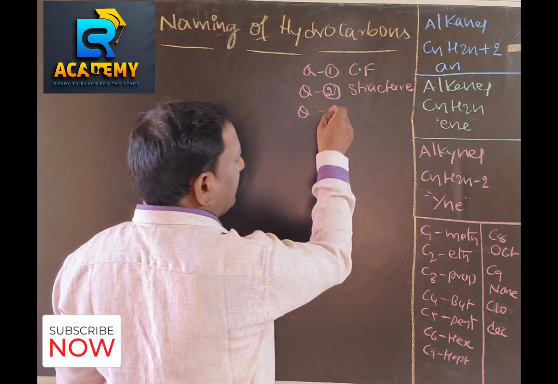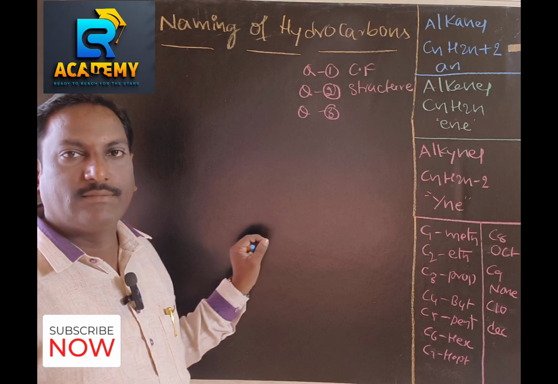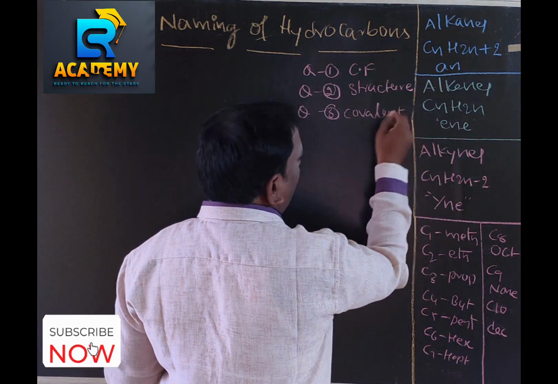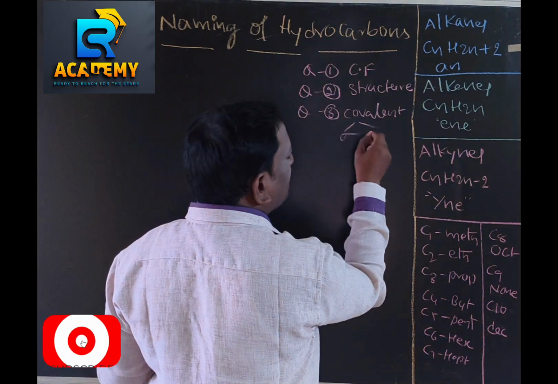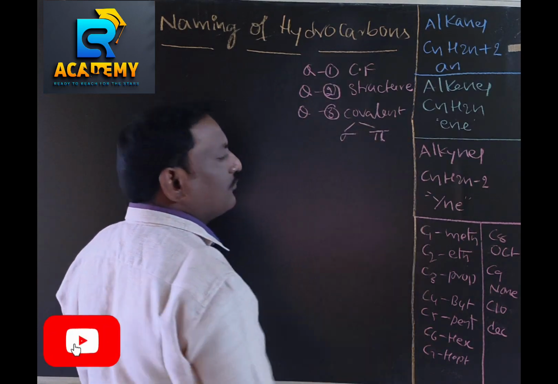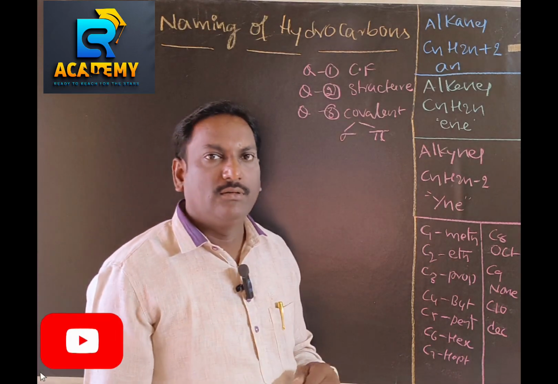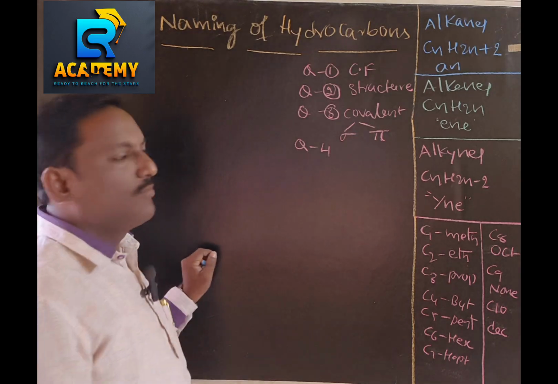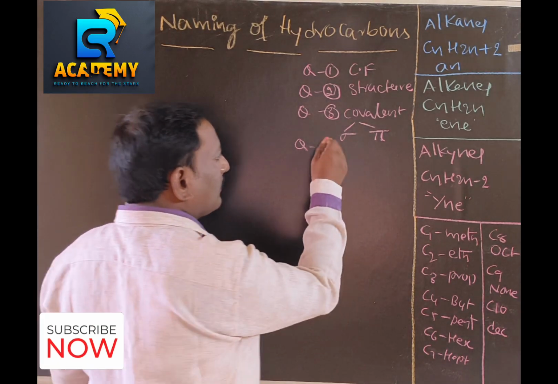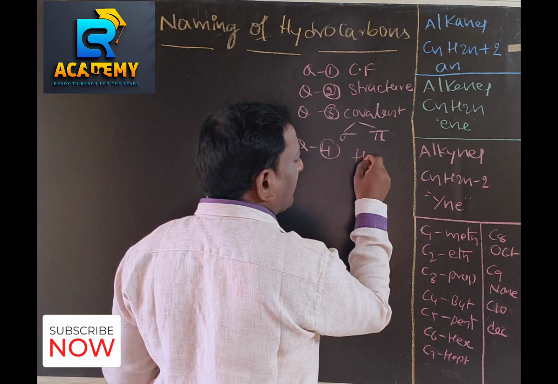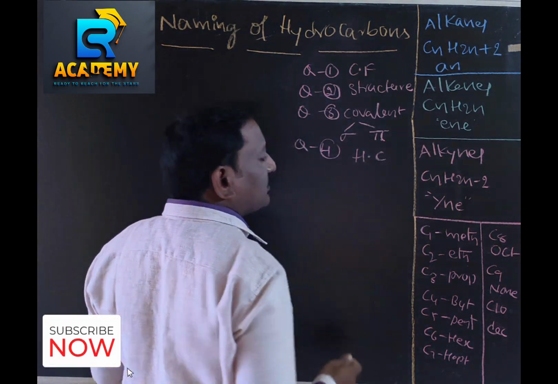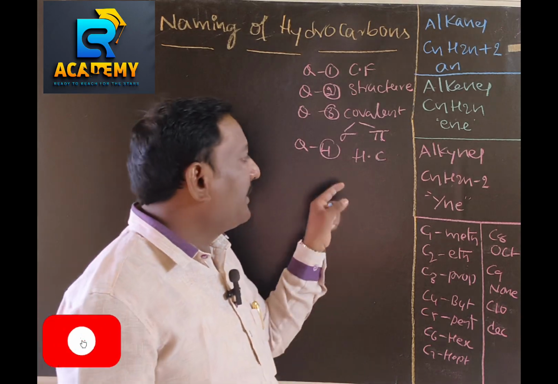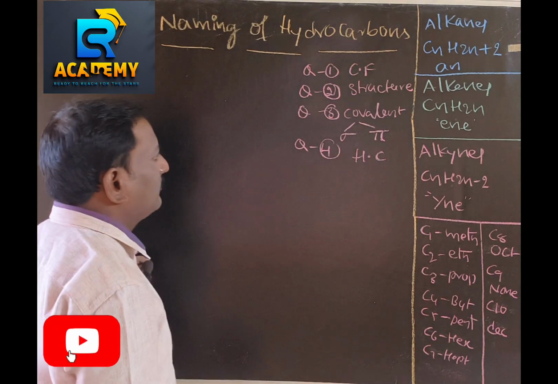Question number 3: Number of covalent bonds. Among covalent bonds, how many sigma bonds are there? How many pi bonds are there? We need to remember, we need to answer. Right. Question number 4: Hybridization of carbon. How many sp3 hybridized carbons are there? How many sp hybridized carbons are there? How many sp2 hybridized carbons are there?